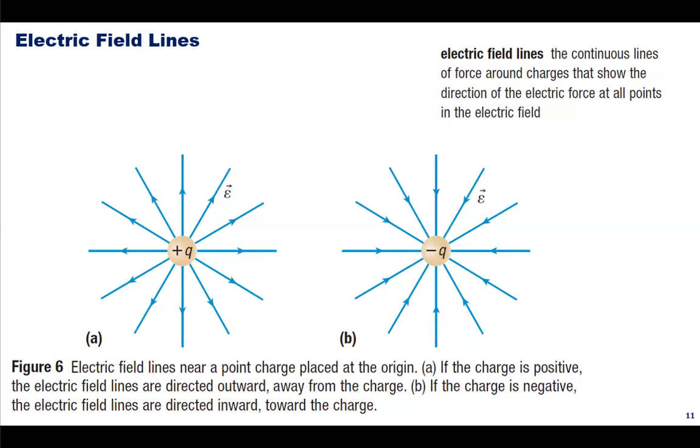As you may expect, the electric field lines are parallel to epsilon, and the density of the field lines is proportional to the magnitude of the electric field epsilon. In both parts of figure 6, the field lines are densest near the charges. In both cases, the magnitude of epsilon increases as the distance to the charge decreases.